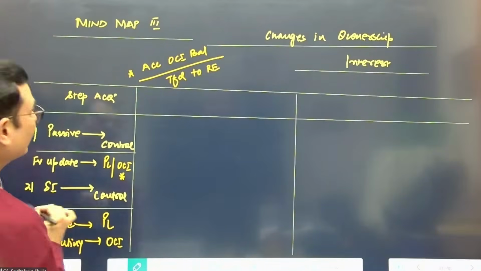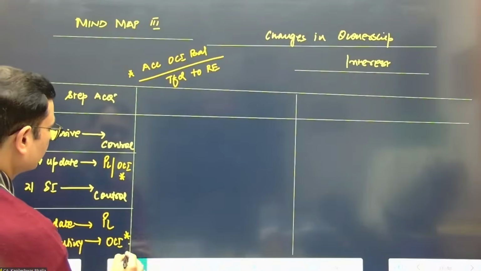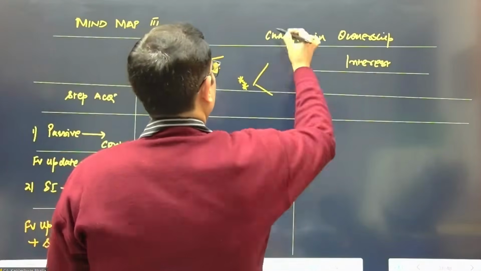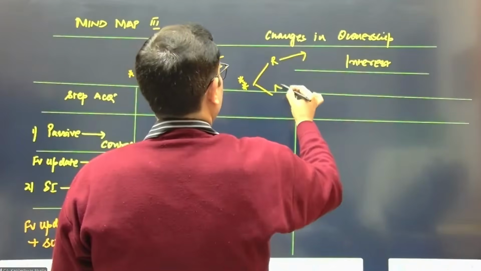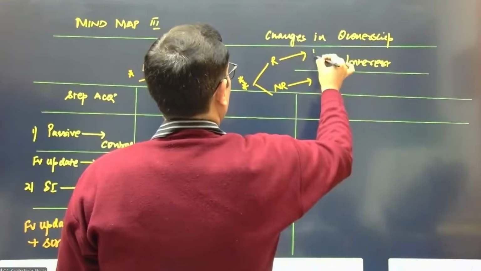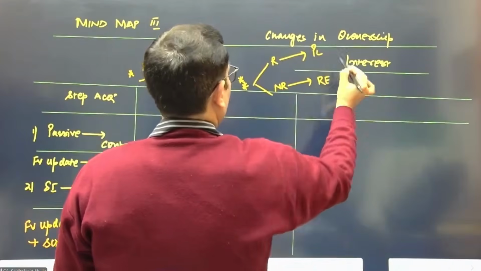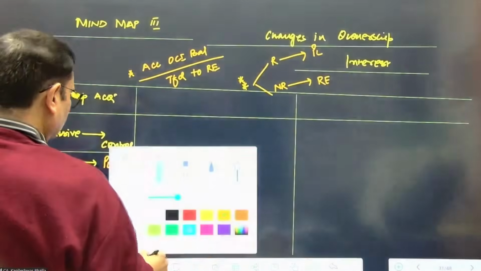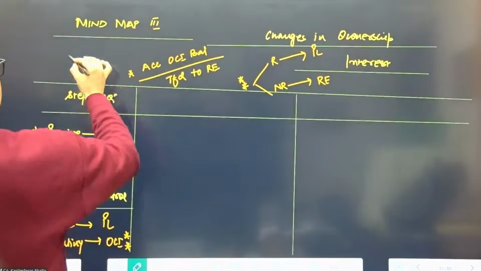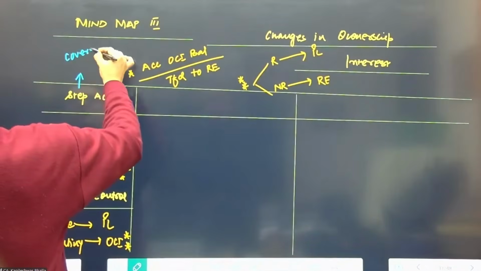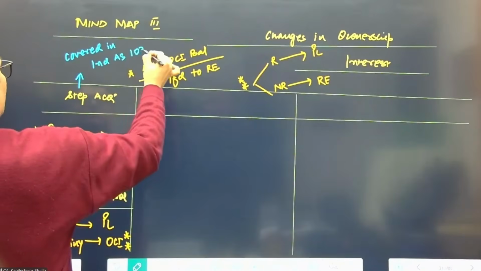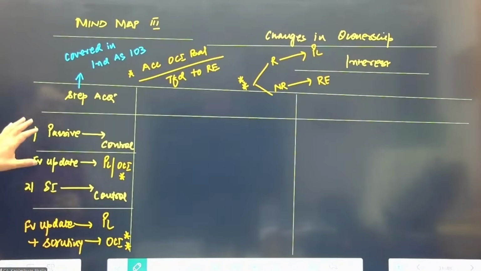So whatever is the balance in the OCI will be scrutinized. Once you scrutinize this balance, if it is reclassifiable (R) and if it is non-reclassifiable (NR), R will go to the P&L and NR will go to the retained earnings. This is practically what we covered in 103, but I'm putting it here just to connect the dots and put it all in one place. So this is step acquisition.